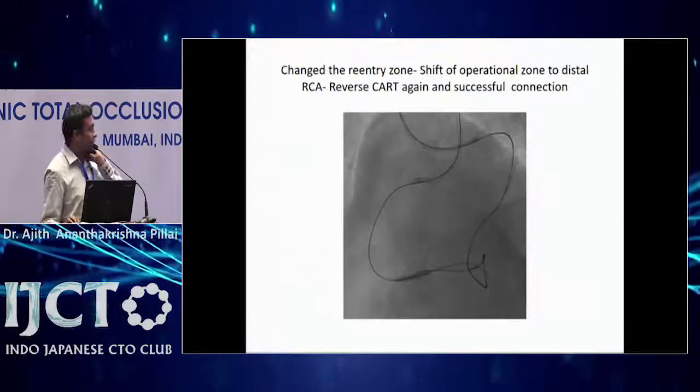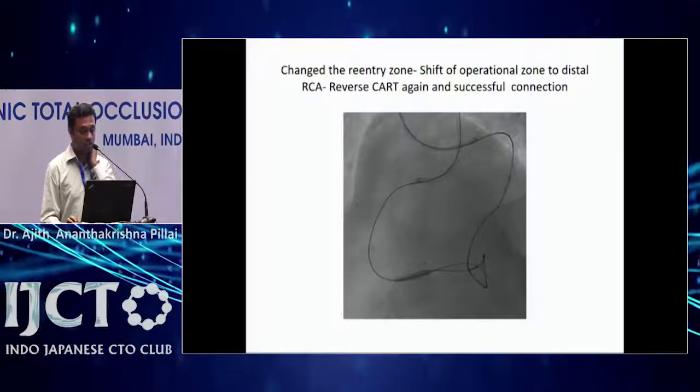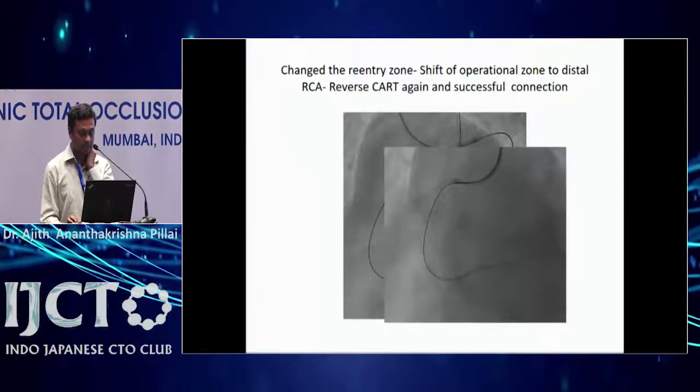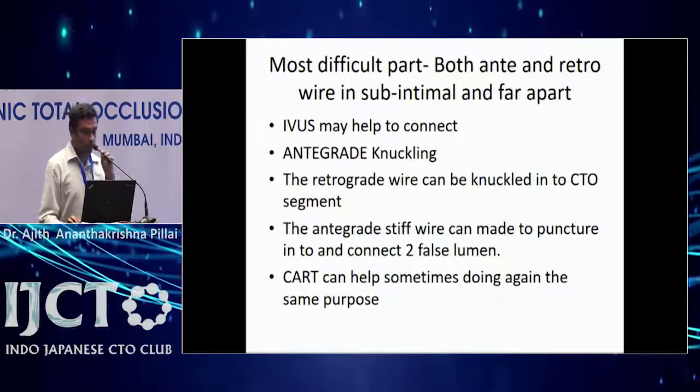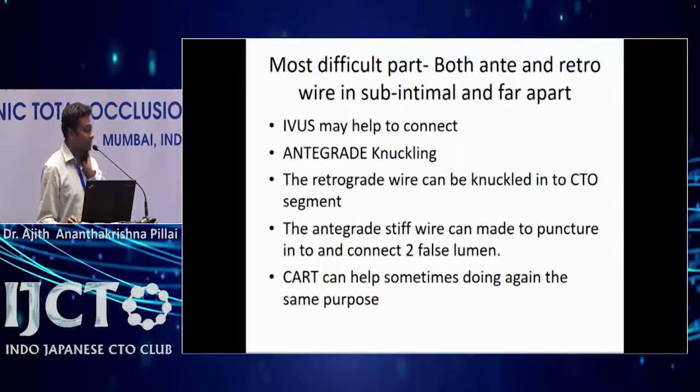Now here the base of operation was changed distally. So, changing the re-entry zone, shifting operations from distal to the RCA, reverse CART was done again, and we made a successful connection. The more difficult part is when both the antegrade and retrograde wires are in the subintimal space and far apart. Here IVUS may help to connect.